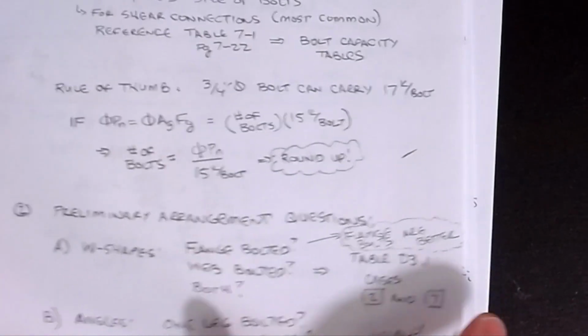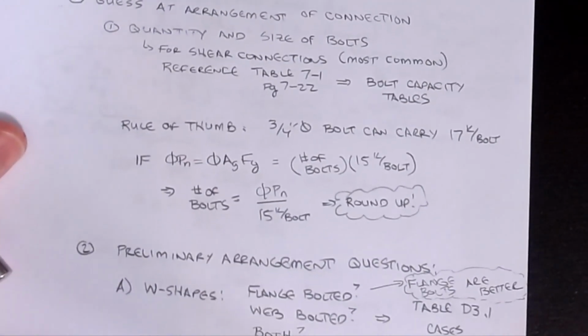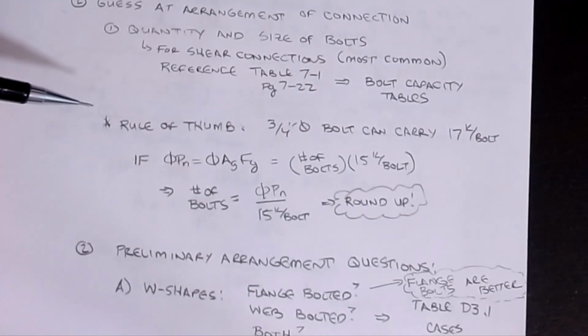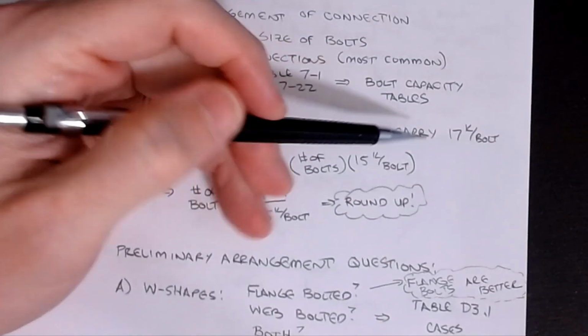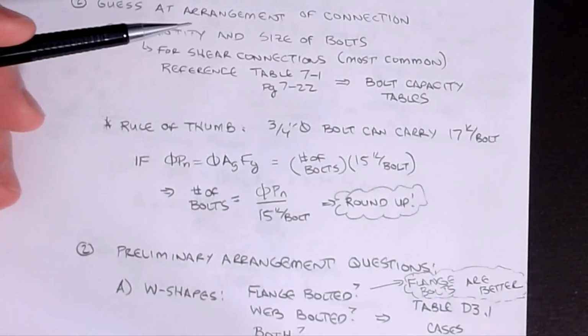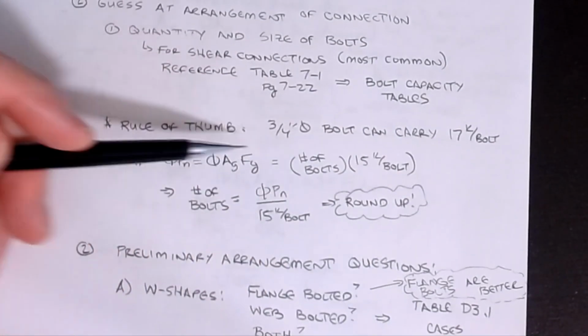Okay, and we'll come back and eliminate, look at what we have happening here. All right, so our rule of thumb says we're going to take 3/4 inch diameter bolts, and that can carry, the book said 17.9, I just use 17 to give myself a little bit of extra room. This gives me a sense of the number of bolts that I'll need.